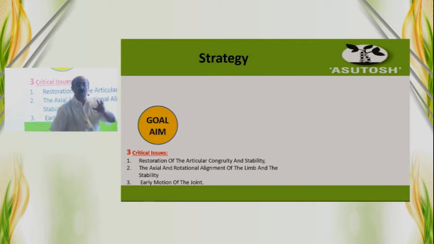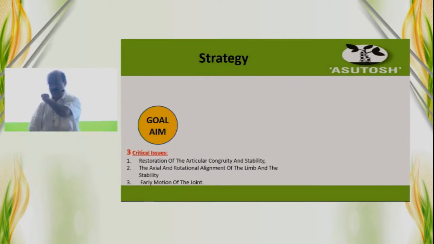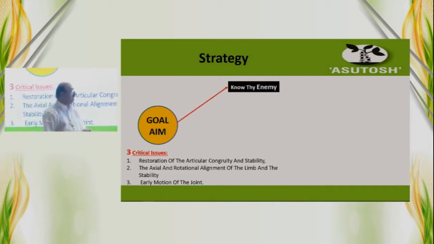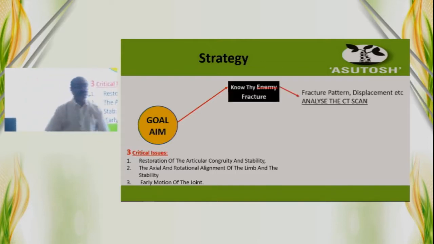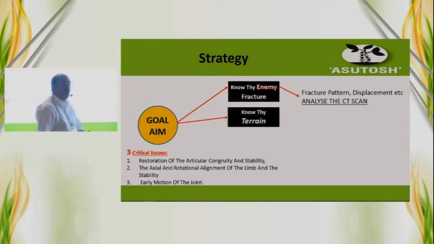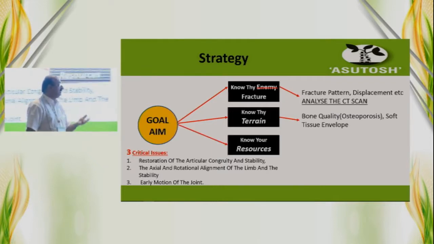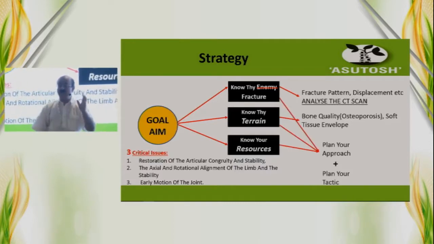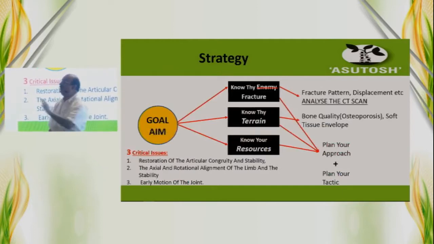Whenever you are in a military situation, where the word strategy comes from, and the topic is strategy, in such a situation you should have a goal, an aim that should be very clear, which for us is all intra-articular fractures. The first rule is know thy enemy, and that is: analyze your CT scan well, which I will tell. Know thy terrain, so whether it is osteoporotic, what the skin condition is, etc. Know thy resources. Based on this, you would plan your approach and plan your tactic.